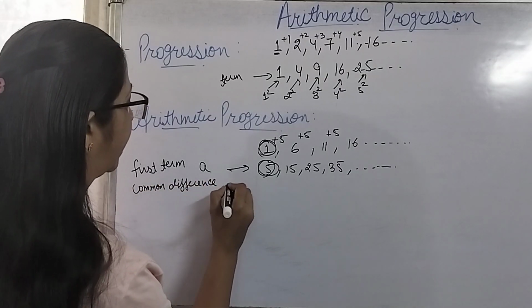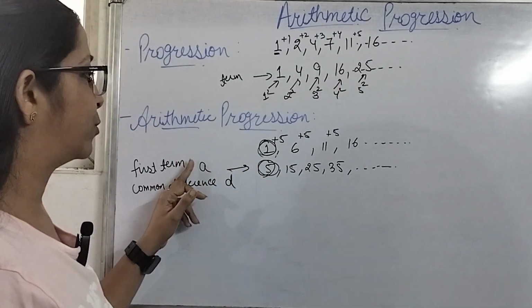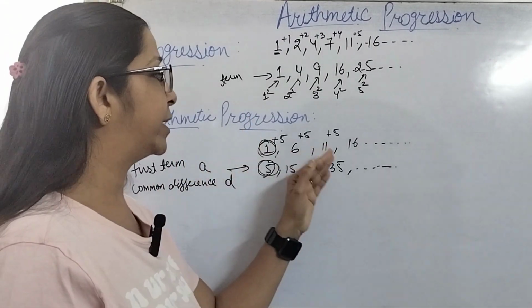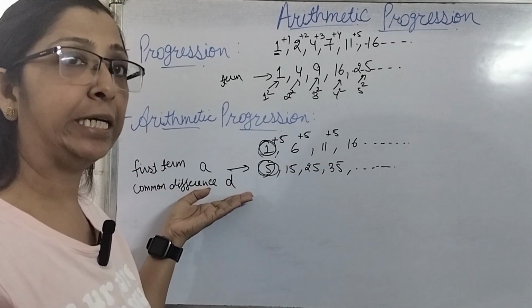Common difference, and it is denoted by small d. That means the first term is denoted by small a, and the fixed number which we are adding in the previous number to get the next number is denoted by small d.